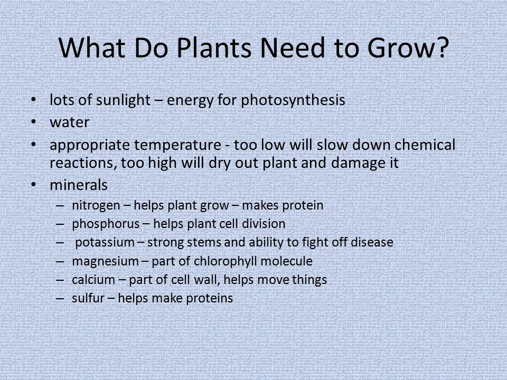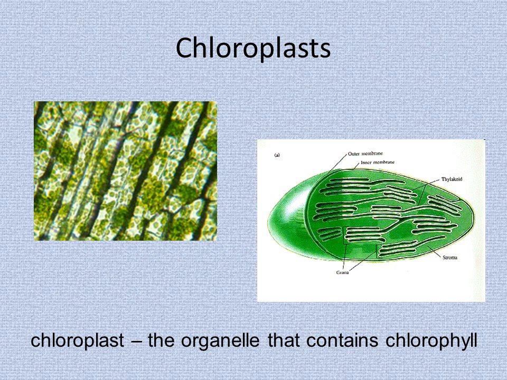It needs a lot of minerals, different minerals that help the plant grow. Nitrogen certainly, and this is why you put fertilizers on plants, because they contain nitrogen and phosphorus mainly. Nitrogen helps make protein. Phosphorus helps plant cell division so the plant can grow. Other materials, potassium, magnesium, calcium, sulfur, all of these and other minerals are necessary for plants to grow and to be healthy. Now, the chloroplast is the most important part of the plant, I suppose, because the chloroplast contains chlorophyll.